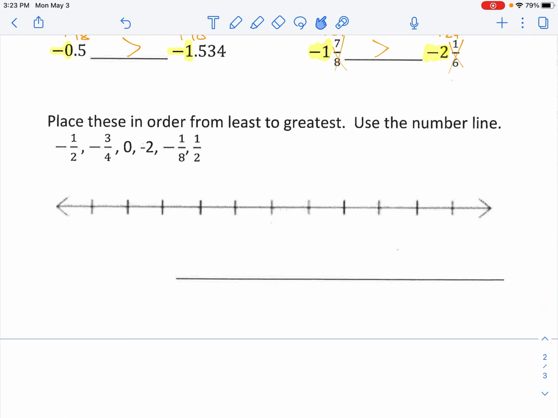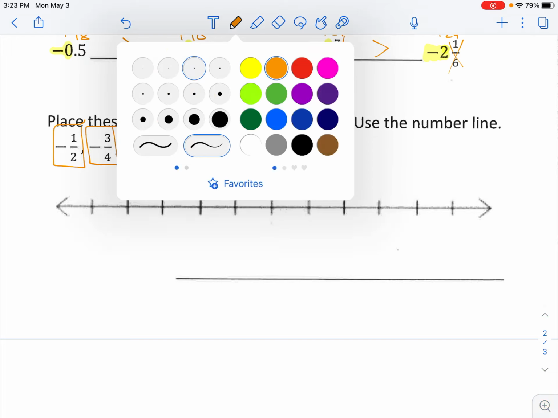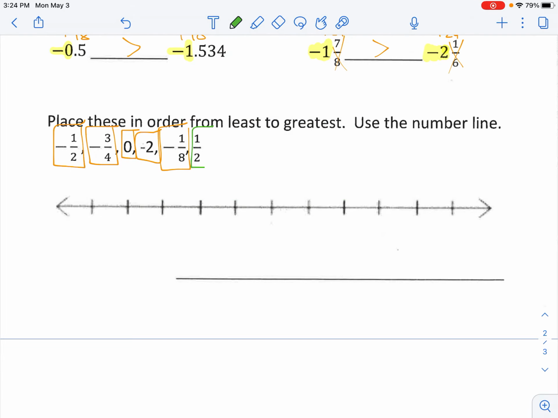Last one. Place these in order from least to greatest. Use the number line. All right, so the first thing I'm going to do is figure out what my greatest number is to put on my number line. I've got a negative 1/2, negative 3/4, 0, negative 2, look at all of those negatives. Now, the only positive number that I'm going to put on my number line is 1/2.